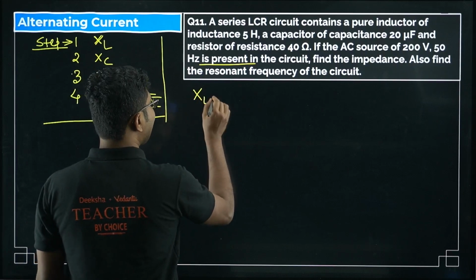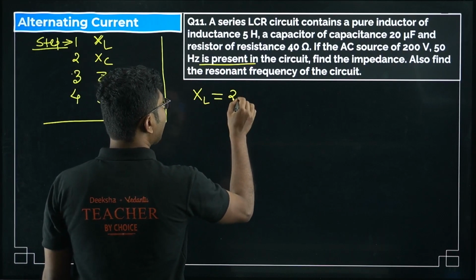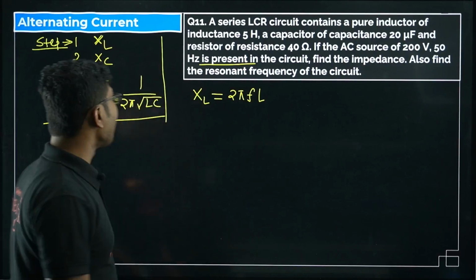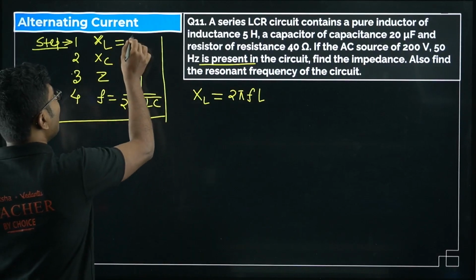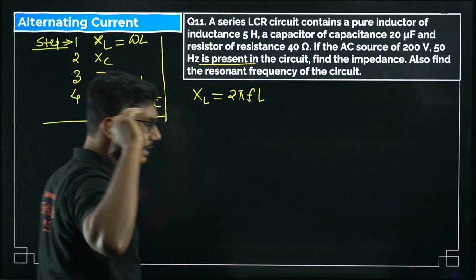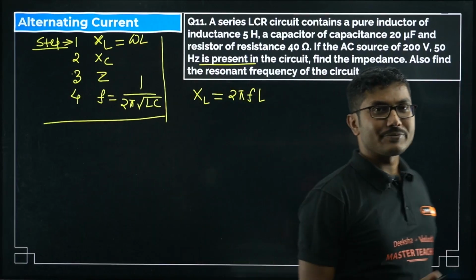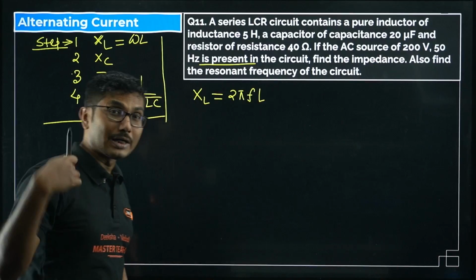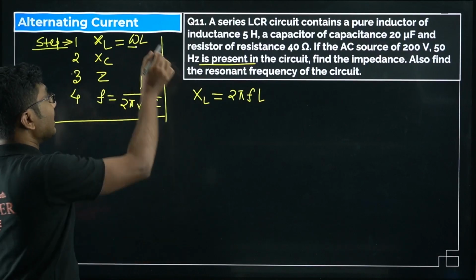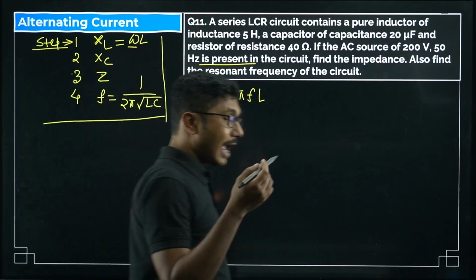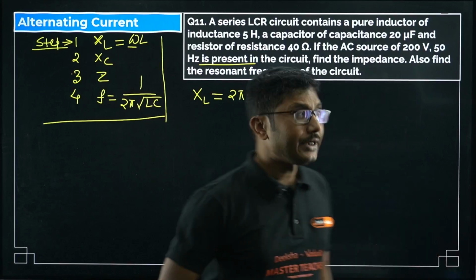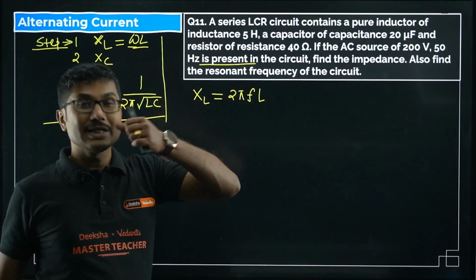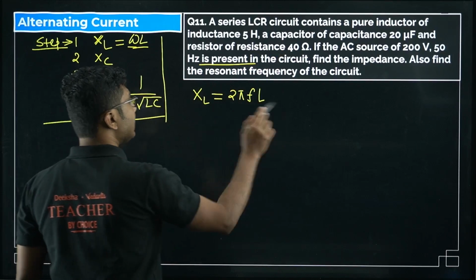What is XL? XL is 2 pi FL. Also, in rare occurrences they might give you the omega, but in 99.99% of cases I have seen the frequency is given. If they give angular frequency, that is radian per second, or angular velocity in radian per second unit, then you can use that formula. If it is given in 50 Hertz unit, then always this is the formula.